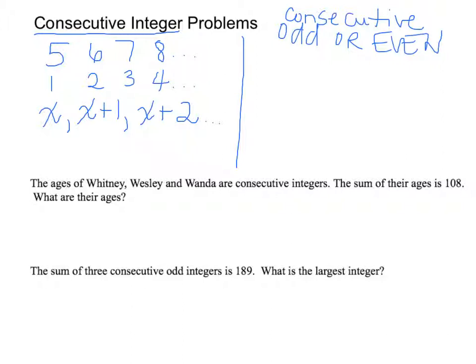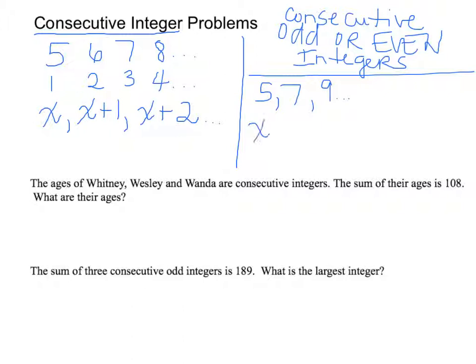So let's talk about these consecutive even or odd integers. If I have 5, what's the next consecutive odd integer? 7, right? What's the next one? 9, and so on. So to get from 5 to 7, I don't add 1, I add 2. So x plus 2. And to get from 5 to 9, I don't add 2, I add 4. So x plus 2, and x plus 4.